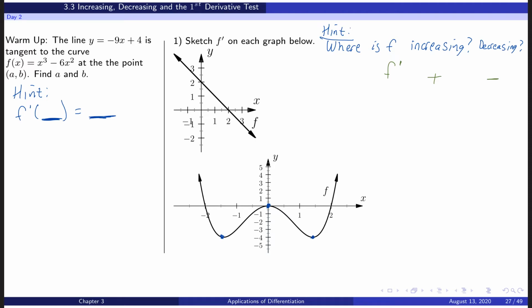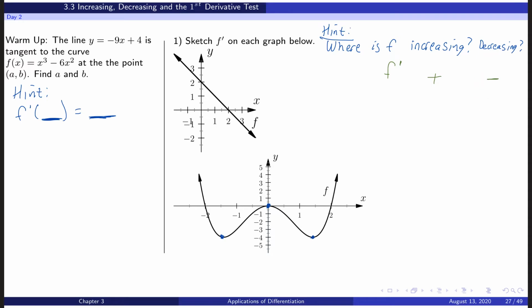Okay, so the rest of today's notes are going to involve sketching and going back and forth between sketches of functions and derivatives. So question 1 says sketch f prime on each graph below, and the relationship between the two is wherever f is increasing, the derivative is positive, and wherever f is decreasing, the derivative is negative.